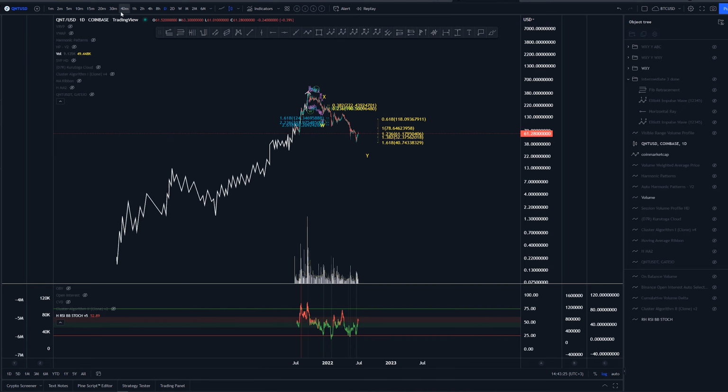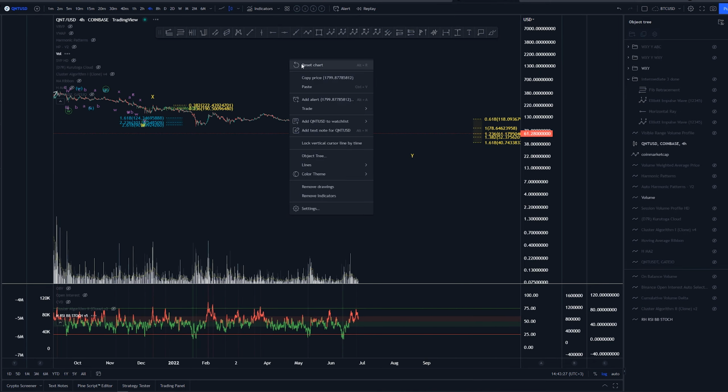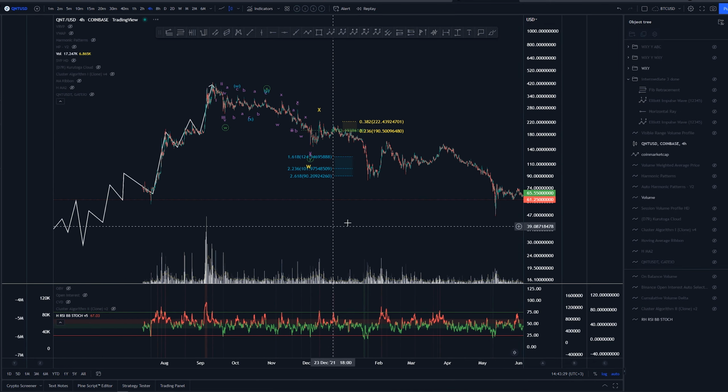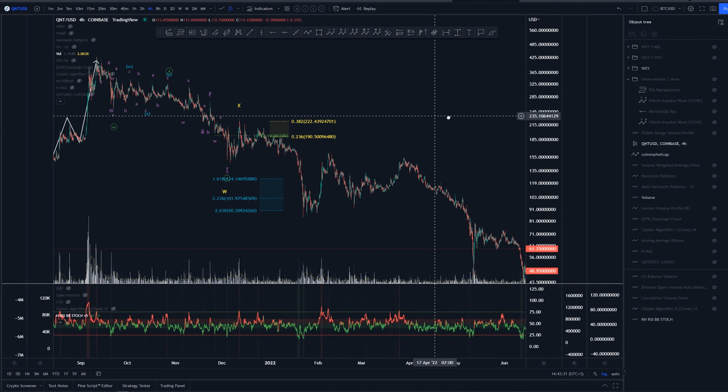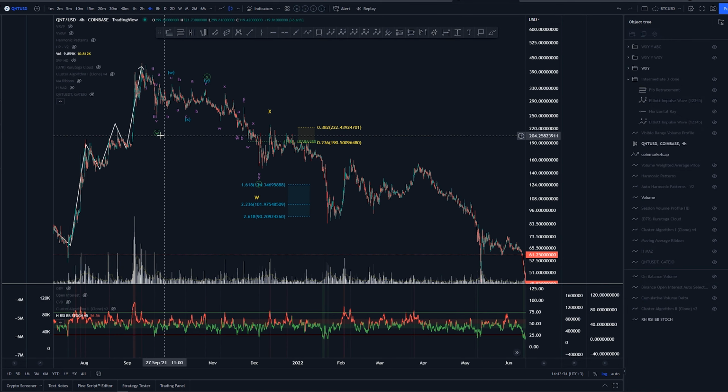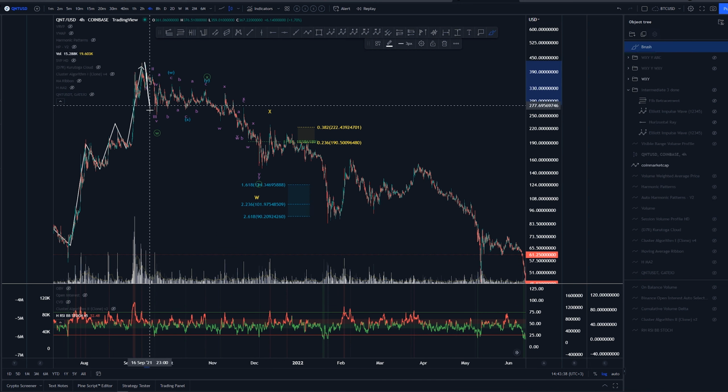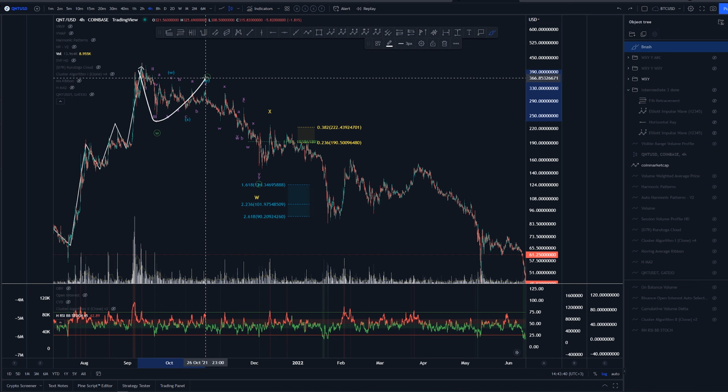Now let's take a look at closer time frames, see what we have here. So overall, the idea I have here is a WX. Let's just keep our eyes on the green count here. So W, X, and Y.